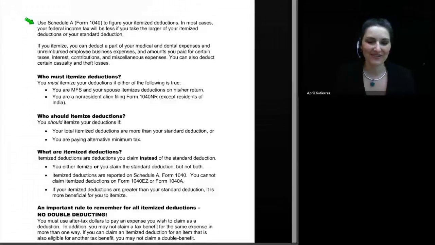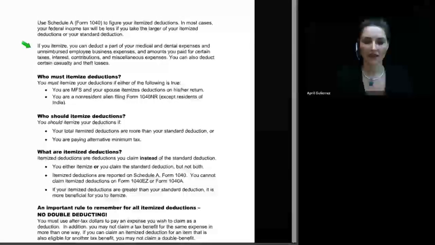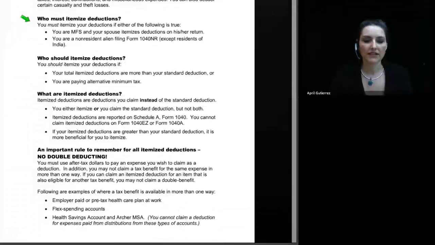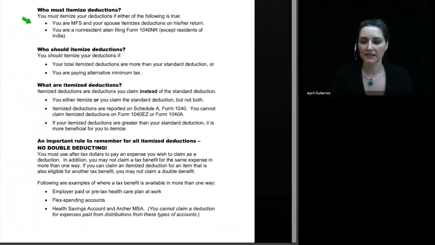And the first one is, of course, that you use Schedule A to figure your itemized deductions, and in most cases, your federal income tax will be less if you take the larger of your itemized deduction or your standard deduction. And if you itemize, you can deduct a part of your medical and dental expenses, unreimbursed employee business expenses, and amounts that you paid for certain taxes, interest, contributions, and miscellaneous deductions. In some cases, you can also deduct certain casualty losses. So let's take a little bit of a look at some of the real basic stuff.